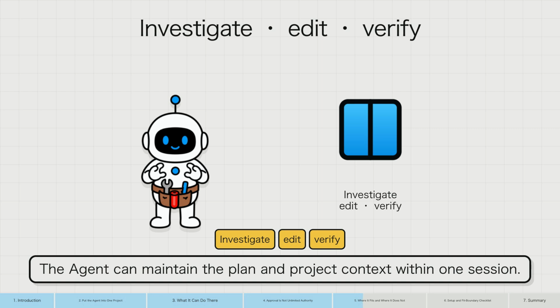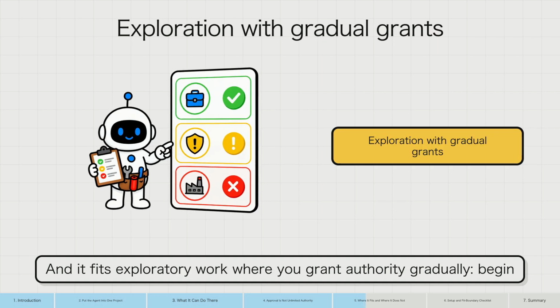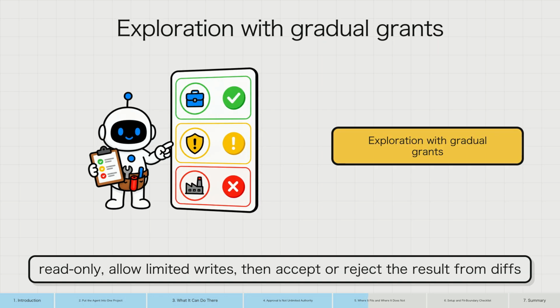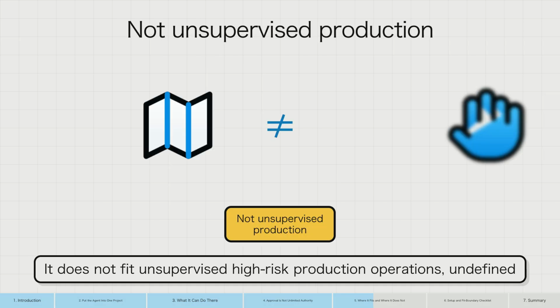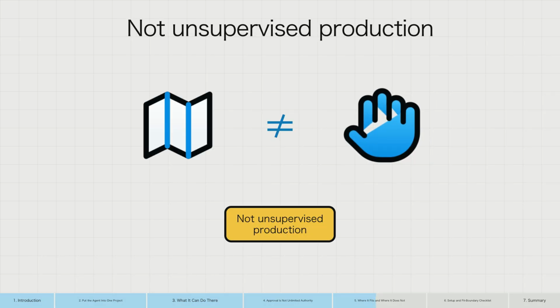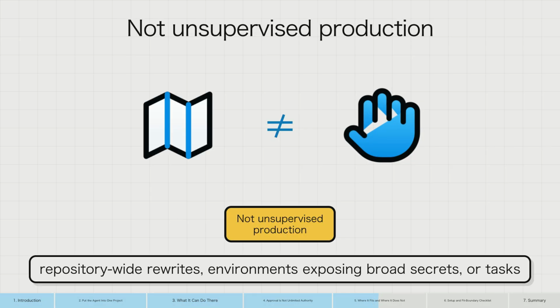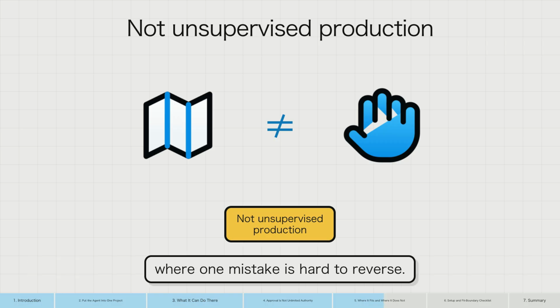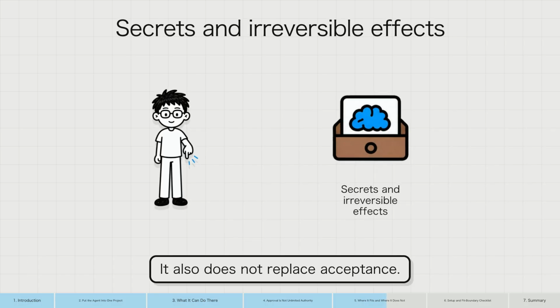context within one session. And it fits exploratory work where you grant authority gradually: begin read-only, allow limited writes, then accept or reject the result from diffs and tests. It does not fit unsupervised high-risk production operations, undefined repository-wide rewrites, environments exposing broad secrets, or tasks where one mistake is hard to reverse. It also does not replace acceptance.